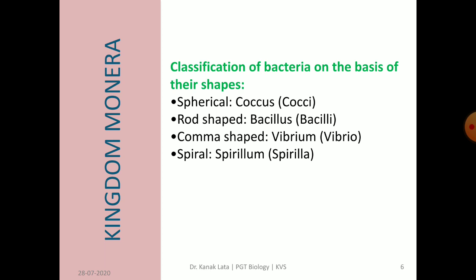Now, let us see the classification of bacteria. Why? Because Monera includes bacteria. So, we should know that there are different types of bacteria. On the basis of shape, bacteria are classified into four major groups. They are coccus, bacillus, vibrio and spirillum. Coccus are spherical bacteria, bacillus is rod-shaped bacteria, vibrio is comma-shaped bacteria, whereas spirillum is spiral-shaped bacteria.